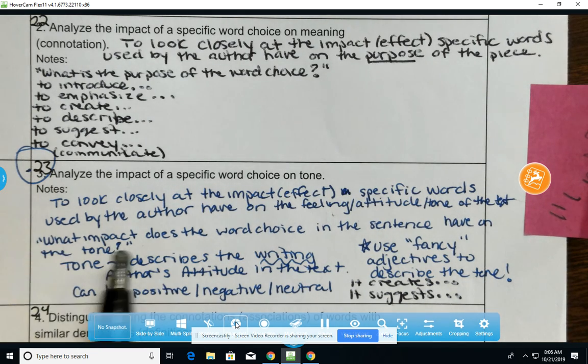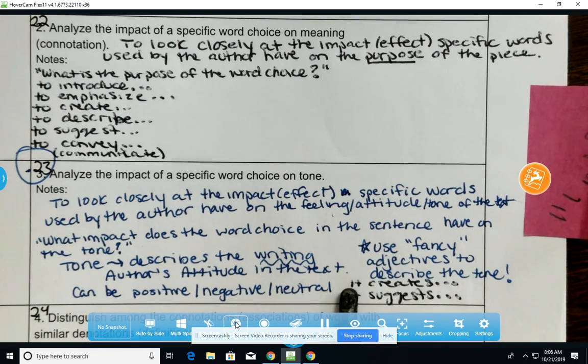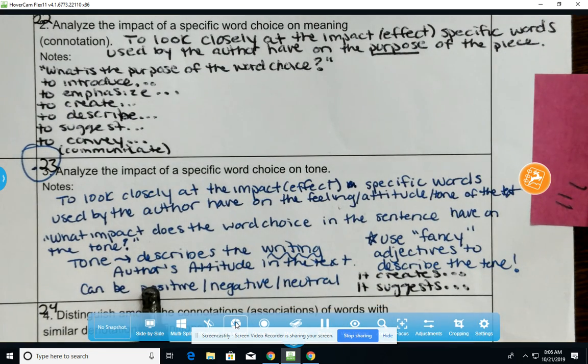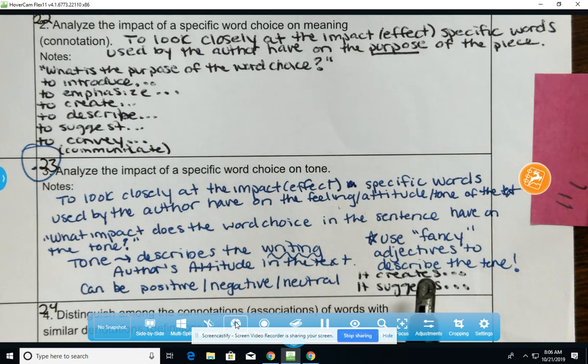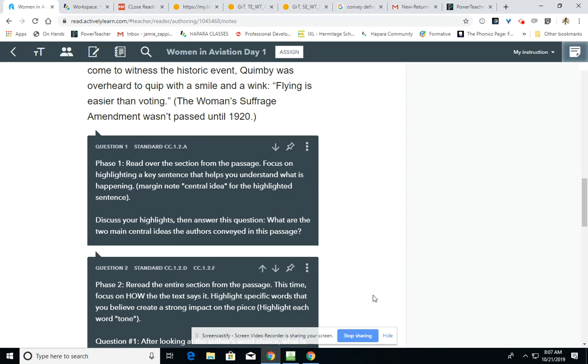Oftentimes this question will be asked, what impact does the word choice in the sentence have on tone? You will want to begin answering that response by saying the tone creates a particular positive emotional attitude coming off the page, a particular negative emotional attitude coming off the page, or a neutral, objective one. So you could start it with it creates this type of tone, it suggests this type of tone. You also want to go on to explain how you see it using some of those words within the passage that show that attitude, that tone coming off the page. And that's what we're going to be talking about in our second phase.